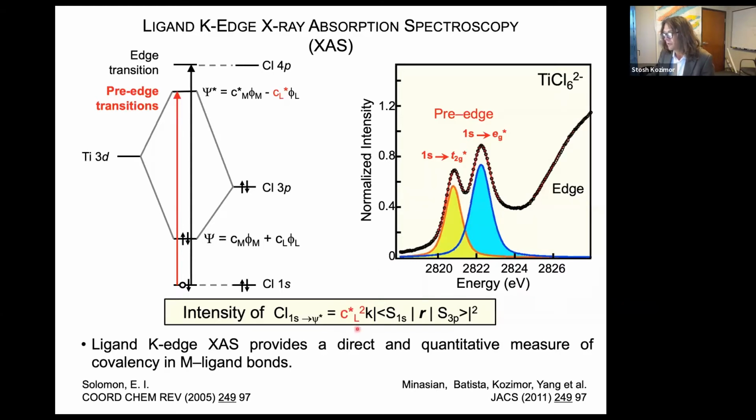coefficient. And Ed Solomon and Britt Hedman and Keith Hodgson have done a lot of work to demonstrate how you can use this technique to quantify orbital mixing in bioinorganic systems and inorganic systems. And what we've been trying to do is expand on their efforts and apply this technique for quantifying covalency in actinide systems.